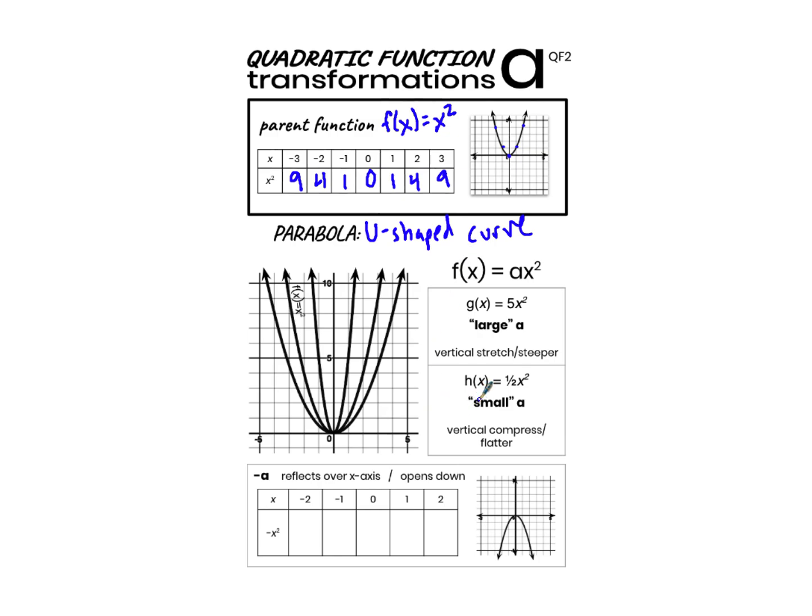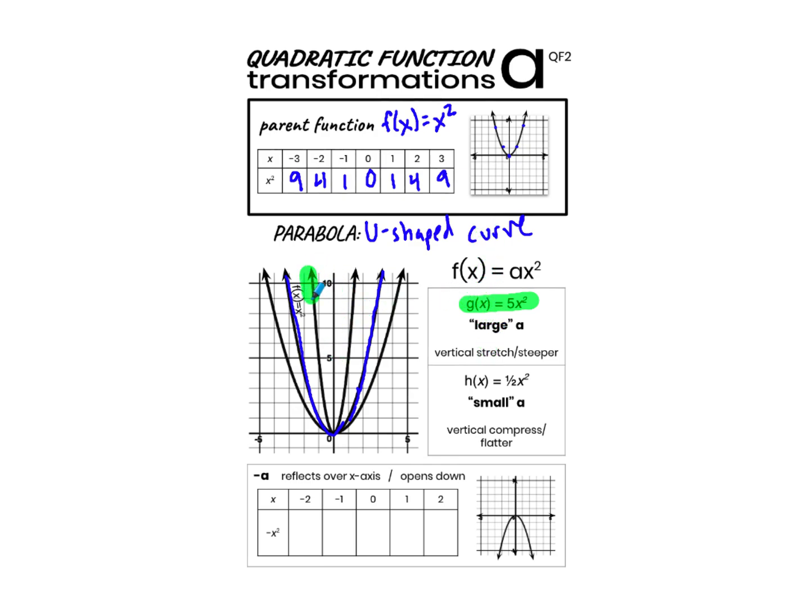The first transformation that we are looking at is the effect of a parameter, an a value, being multiplied by the x squared. So this first example, well, first let's point out this one right here. That is the parent function. Now we're going to look at g of x. g of x equals 5x squared. So we're multiplying the x squared by 5. This is considered a large a, an a greater than 1. So when a is greater than 1, we make the graph steeper, and we can think of that as a vertical stretch. For every x value, the y value is now bigger, vertical stretch.